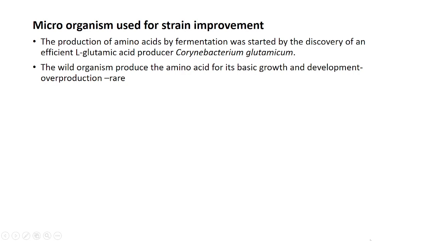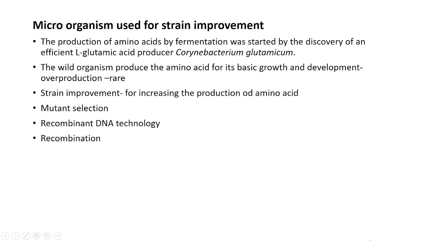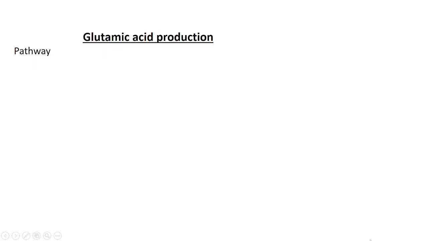Only if lots and lots of amino acids are produced, overproduction is there, we can harness these microorganisms and use them. So what is done? Whatever interesting microorganism producing amino acids are selected. These organisms are improved for the increased production of amino acids. So the different technologies that we are using for strain improvement are mutant selection, rDNA technology, and recombination.